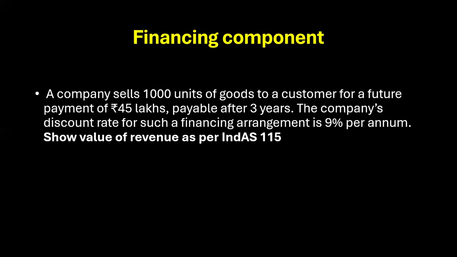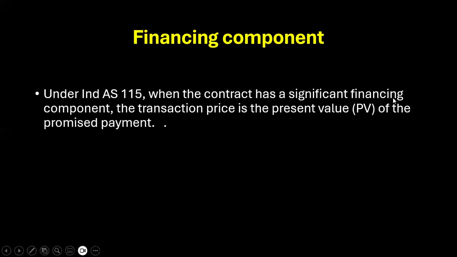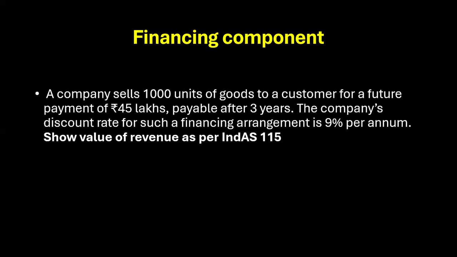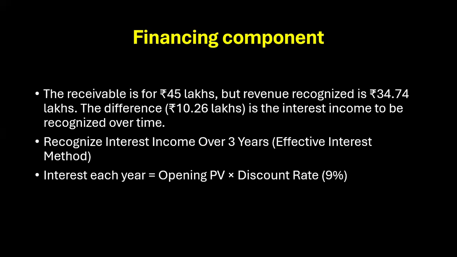Under Ind AS 115, when the contract has a significant financing component, the transaction price is the present value of the promised payment, the present value of the money receivable. In this case, the money receivable for these 1,000 units is 45 lakh. But this money will be received after 3 years. So that is the time value of money, and one needs to discount that. To discount, we need a discount rate, and that is 9%. So the 45 lakh, which is receivable after 3 years, will be recognized today at the present value, and the present value is 34.74 lakh.